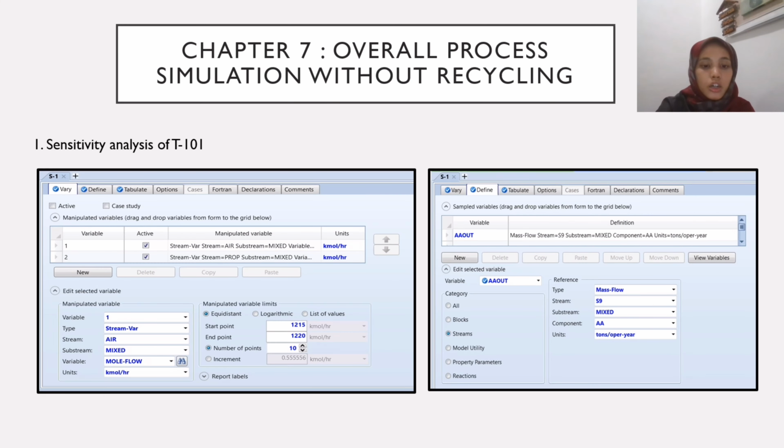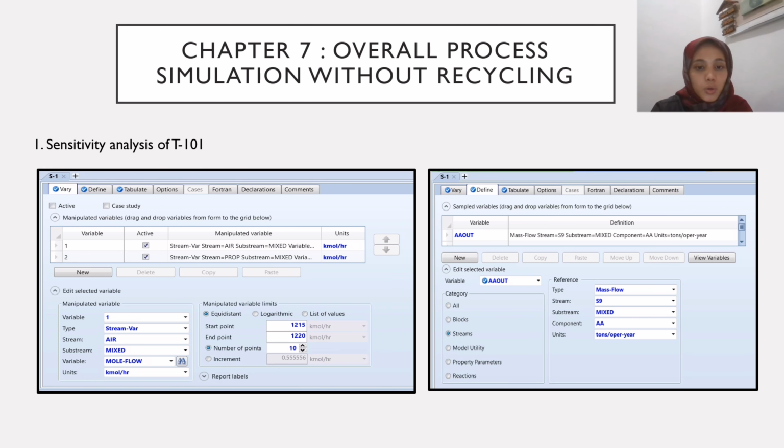Okay, we move to chapter 7, which involves overall process simulation without recycling. Okay, to achieve 50,000 metric tons capacity of acrylic acid, we have to set a sensitivity by using model analysis tools. So the inlet flow rate is validated by using a model analysis tool, which can reach the final production of 50,000 metric tons per year.